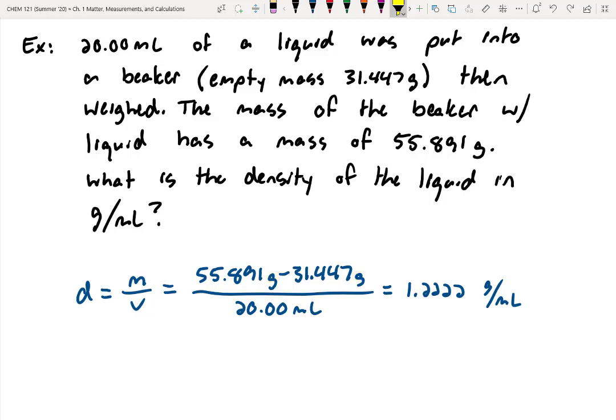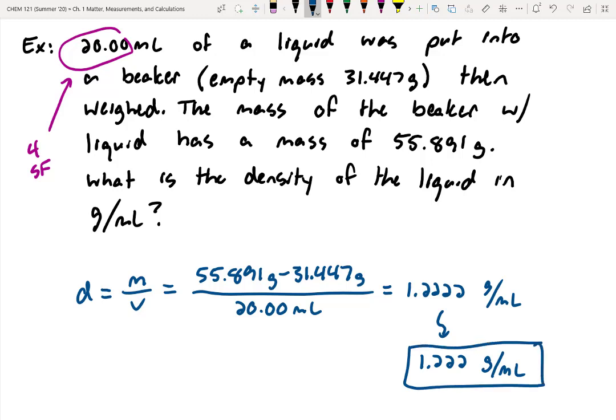All right, but we're not quite done yet. One thing you might notice is if we go back and we look at this, we had 4 sig figs, right? However, this final answer over here has more than 4 sig figs. It has 5. So we need to actually trim this down. So our final answer would be 1.222 grams per milliliter. This would be the density of the liquid that we put on the inside of the beaker. So do make sure that you don't forget about sig fig rules even when you're doing density calculations.